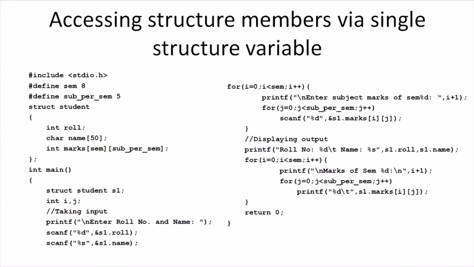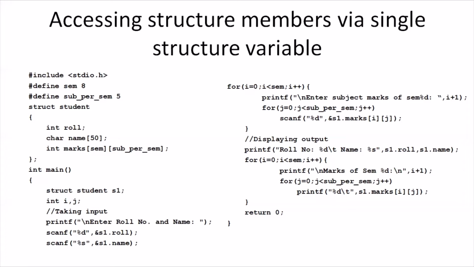The name and the roll number of the student are stored as s1.roll and s1.name in the structure S1, where roll, name and marks are all members of the structure student. Similarly, when we intend to display the output, again we access the individual members of the structure variable S1 using the dot operator. So in order to display the roll, we access s1.roll. In order to access the name, we write s1.name. And in order to access the marks of the ith sem and jth subject, we write s1.marks[i][j].